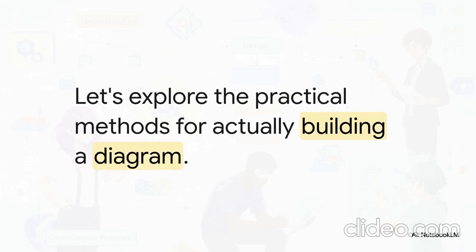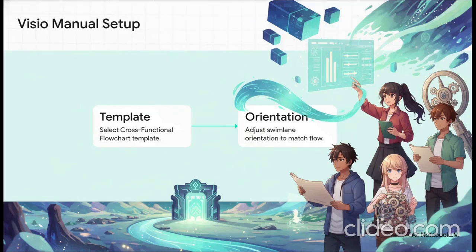All right, we know the cast and we know the rules. It is finally time to call action. Let's look at the practical ways to actually build your diagram. First, let's walk through the classic manual setup using a tool like Microsoft Visio. You'd start by clicking the File tab, selecting New, and choosing Flowchart from your template categories. Then you'd click on Cross-Functional Flowchart and hit Create.